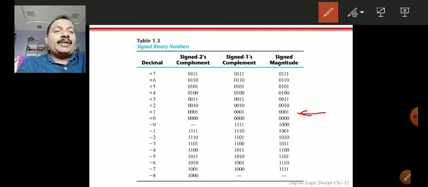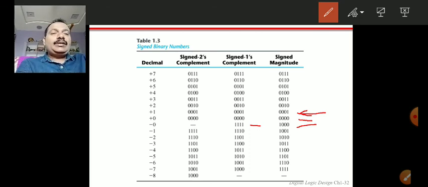In the 1's complement format, minus 0 is shown, and in the signed magnitude representation, the magnitude is 0 and the sign bit is 1 for minus 0. For plus 0, it is all zeros like this. The magnitude is 3 bits and the sign bit is 1 bit, total 4 bits.